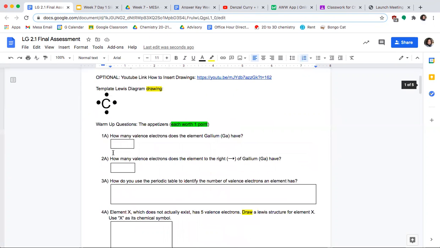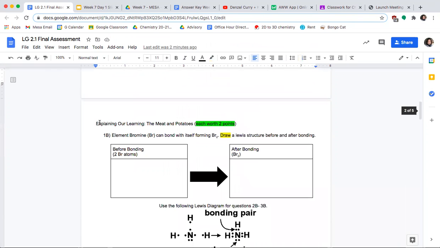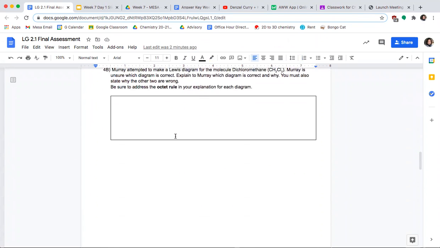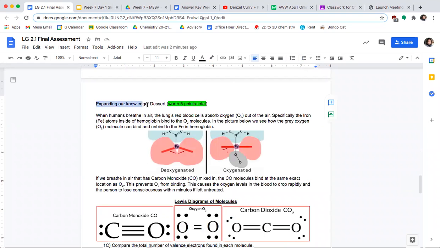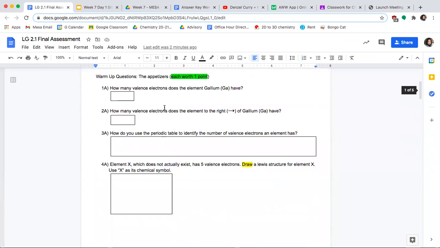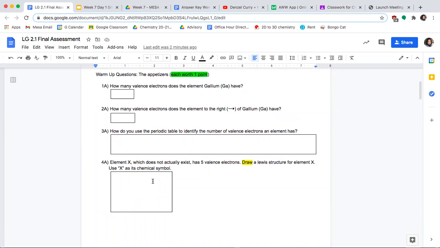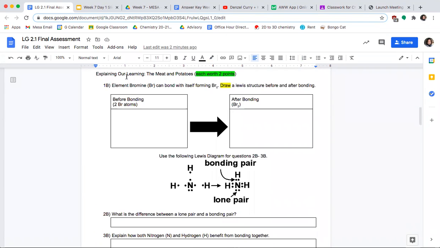So how this is broken up is into warm-up questions, the appetizers, explaining our learning, the meat and potatoes, and then finally expanding our knowledge, the dessert. Each of these three sections is worth different points. Our warm-up questions are easier, that's why they're each worth 1 point. For explaining our knowledge, each of these is worth 2 points.